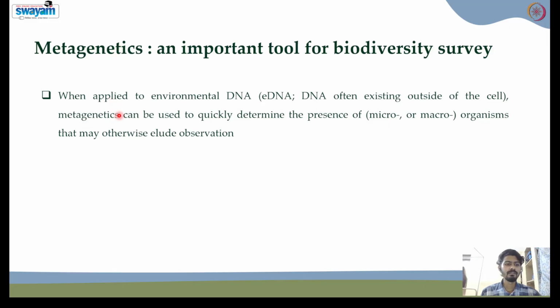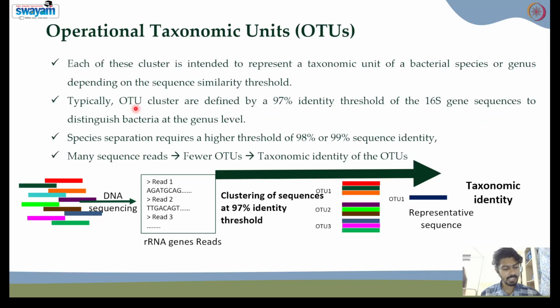And when this technique is applied to environmental DNA, metagenomics can be used to quickly determine what all the microorganisms as well as the macroorganisms are, and their relative abundance can also be measured. So this is how metagenomics is important.